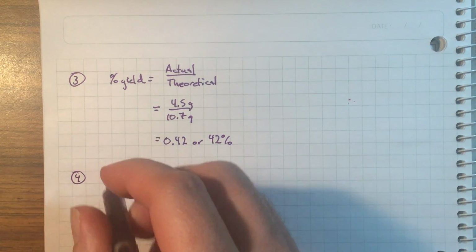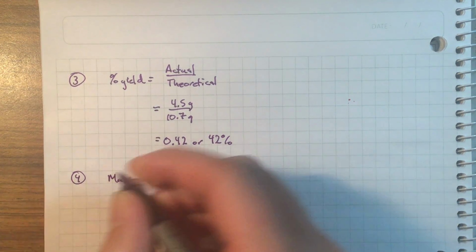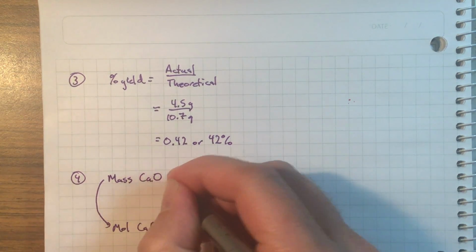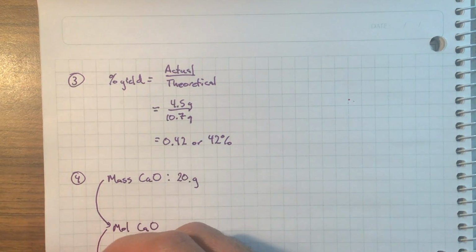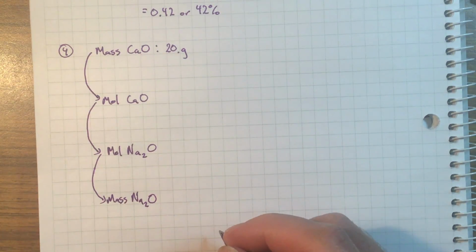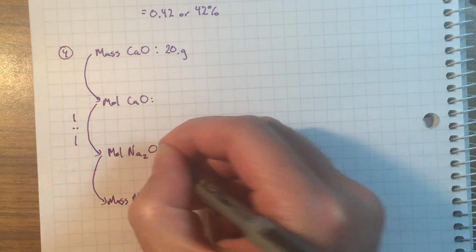So let's build our map. We start off from mass of CaO. Mass of CaO is 20 grams. We're going to pretend it's 2 significant figures. Then we go to moles of CaO, then to moles of Na2O. Then from that, we're going to go to mass of Na2O. Right, there's our map. It is a 1-to-1 molar ratio, so whatever we get there, we write down here.